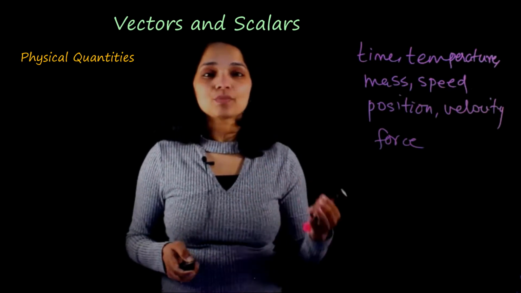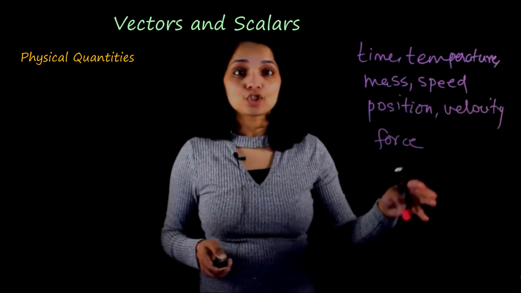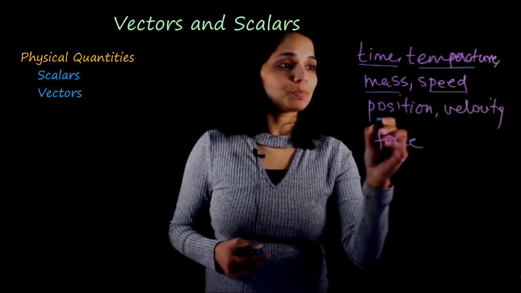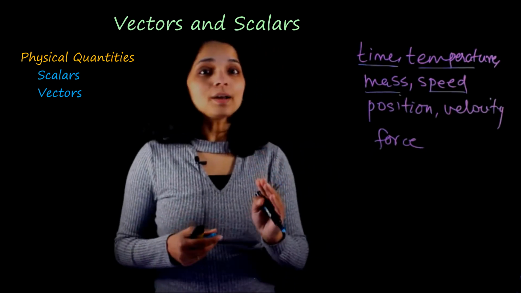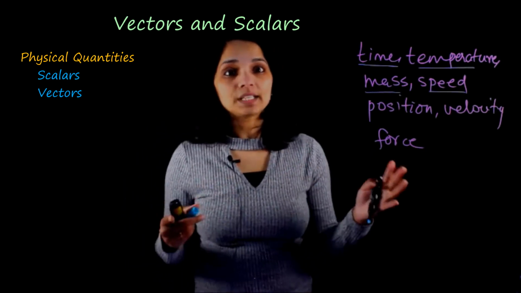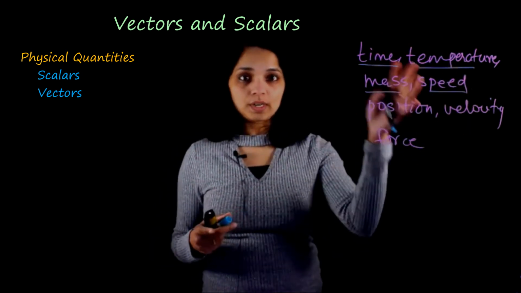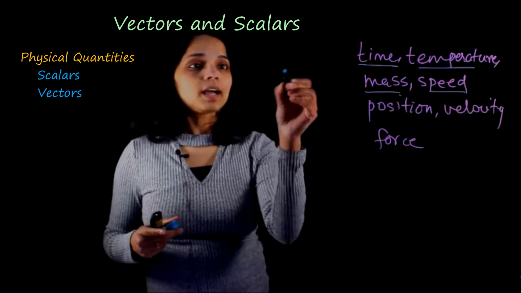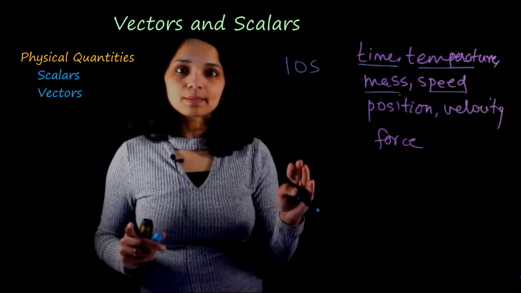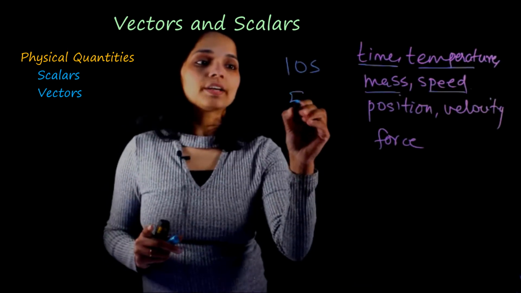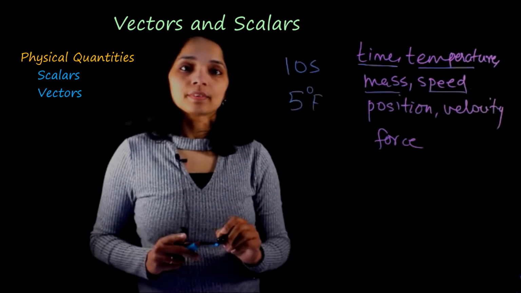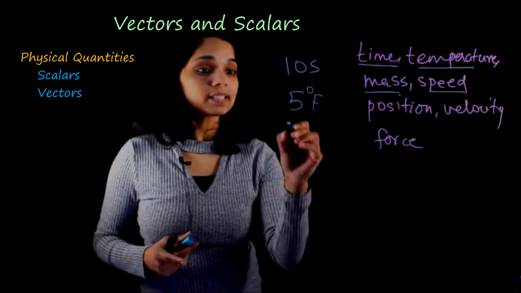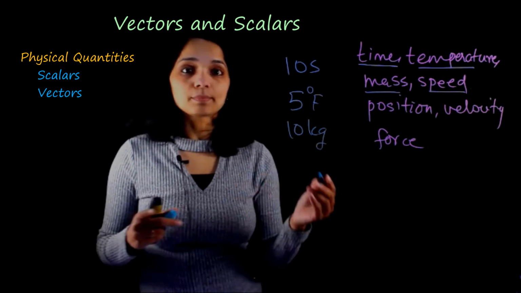So what is the criteria for classifying the quantities into two broad categories? Some of these quantities, time, temperature, mass, speed, etc., just require magnitude to make complete sense of it. Of course, we need a unit for all these quantities. So in addition to that, we just need the magnitude. For example, if I'm talking about time, I can say 10 seconds makes complete sense. And temperature, 5 degrees Fahrenheit or 5 degrees Celsius. That makes sense. And when I'm talking about mass, I can say 10 kilogram as the mass of the object.